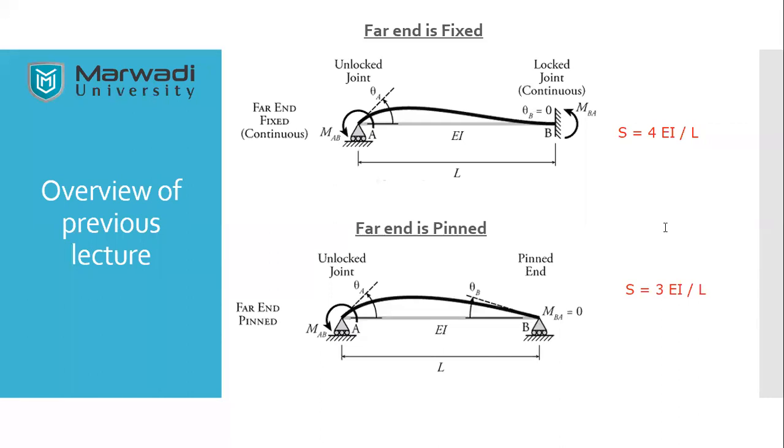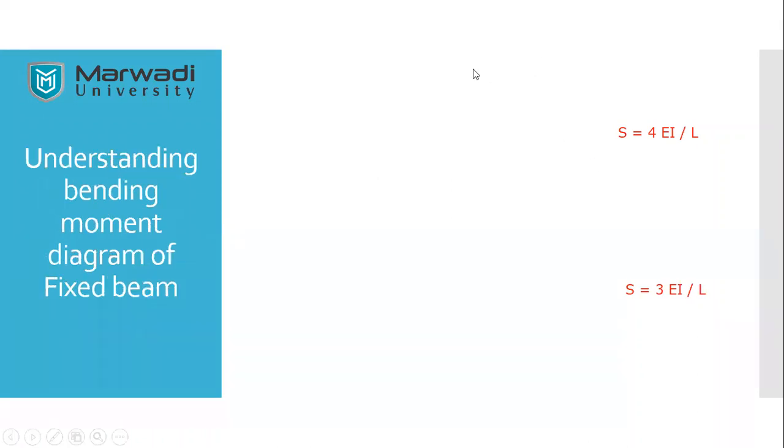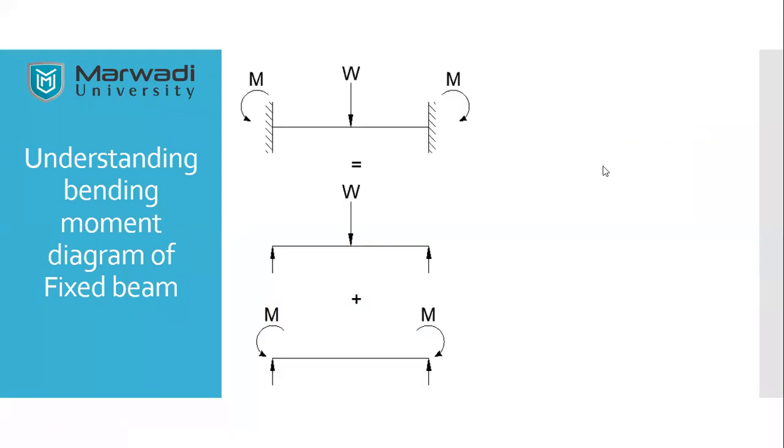Now we are going to do something really interesting. That is, we are going to study the fixed end moment, how exactly the fixed end moment is going to come into the picture. So here, if you understand the bending moment of a fixed beam, how it exactly goes. First, when a fixed beam is subjected to a point load at the center, which has intensity W.